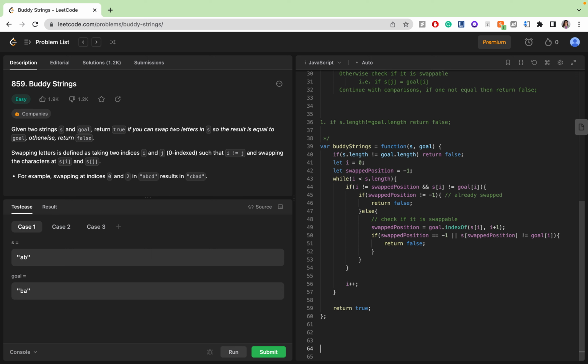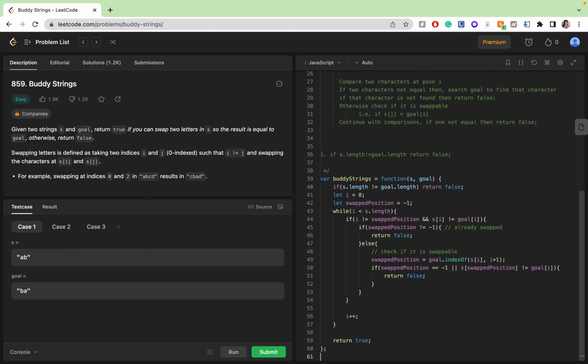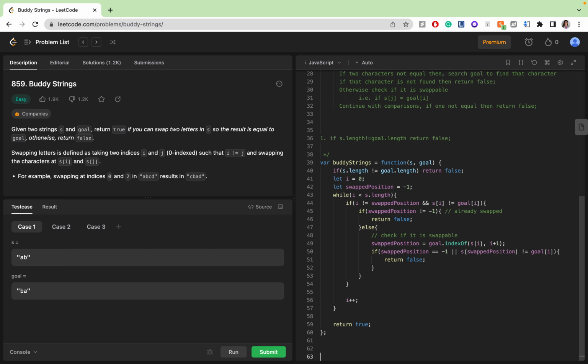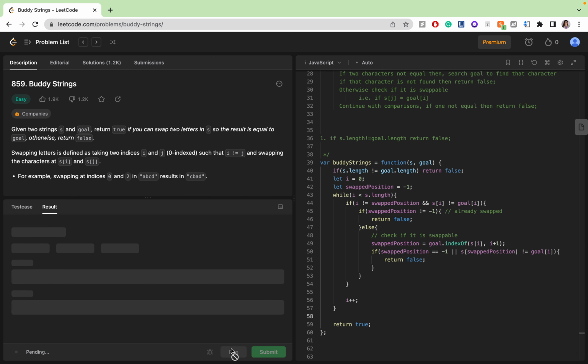Yeah, so this will give me swapped position. It means that I need to find this character si after position goal i plus 1. If I cannot find it, then it will return -1. This is really complex code. Let's see if this will run or not. I think there will be some errors.